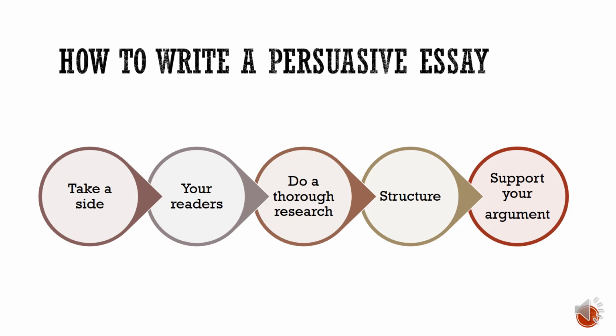So if you're really inclined to choose a side of saying no, I disagree with same-sex marriage, then you have to gather information about it. You also have to check your readers' point of view. That's the second way of writing a persuasive essay.